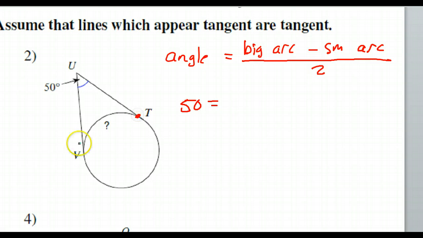Now, as far as big arc, small arc, we're not given any numbers. What am I gonna do now? Game over, man. Game over. Wait.